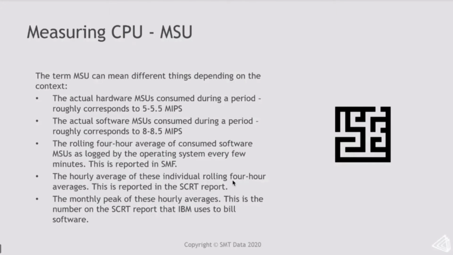MSUs can also be confusing because there's hardware MSUs, roughly 5 to 5.5 MIPS. There's something called software MSUs, which is typically the one we're talking about when we talk about MSUs, roughly 8 to 8.5 MIPS. And then there's a rolling 4-hour average of these MSUs. And then there's the hourly average of the individual 4-hour rolling average measurements. This is what's reported in the SCRT report, which is what IBM uses as the basis for its billing. And then there's the monthly peak of these averages, which is typically what the outsourcer is paying for. So again, when you use the term MSU, it could mean any one of these 5 things.